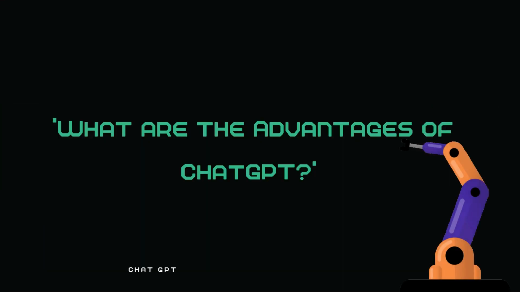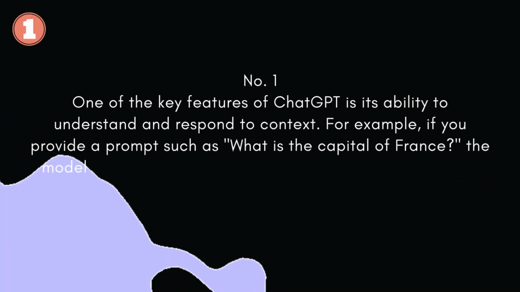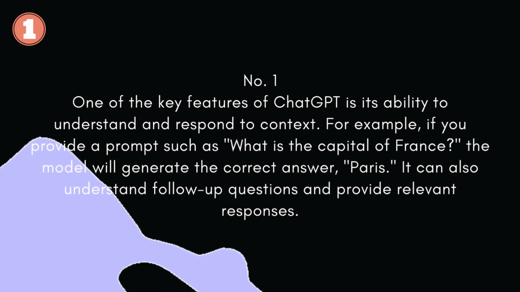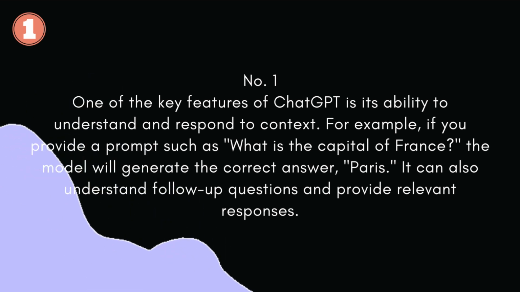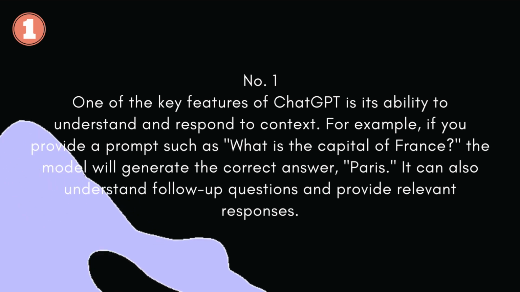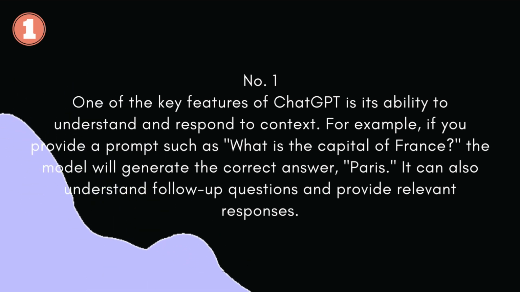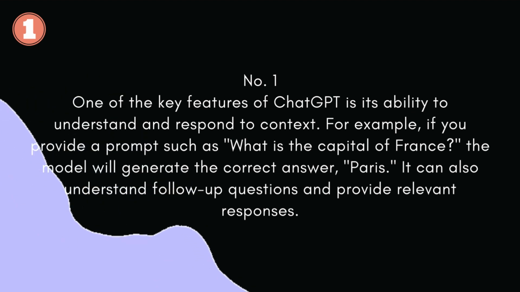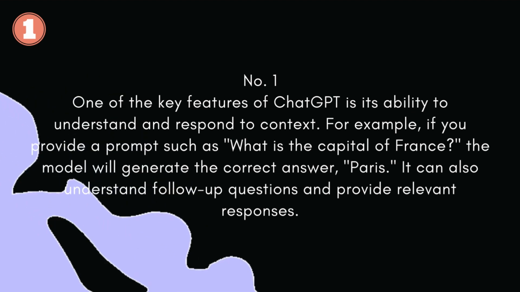Now, what are the advantages of ChatGPT? Number 1. One of the key features of ChatGPT is its ability to understand and respond to context. For example, if you provide a prompt such as, "What is the capital of France?" the model will generate the correct answer, Paris. It can also understand follow-up questions and provide relevant responses.